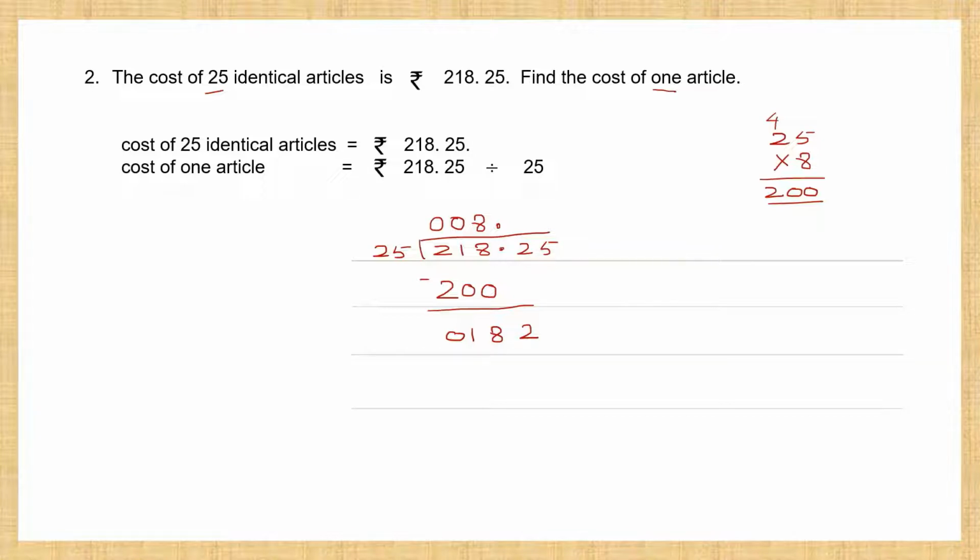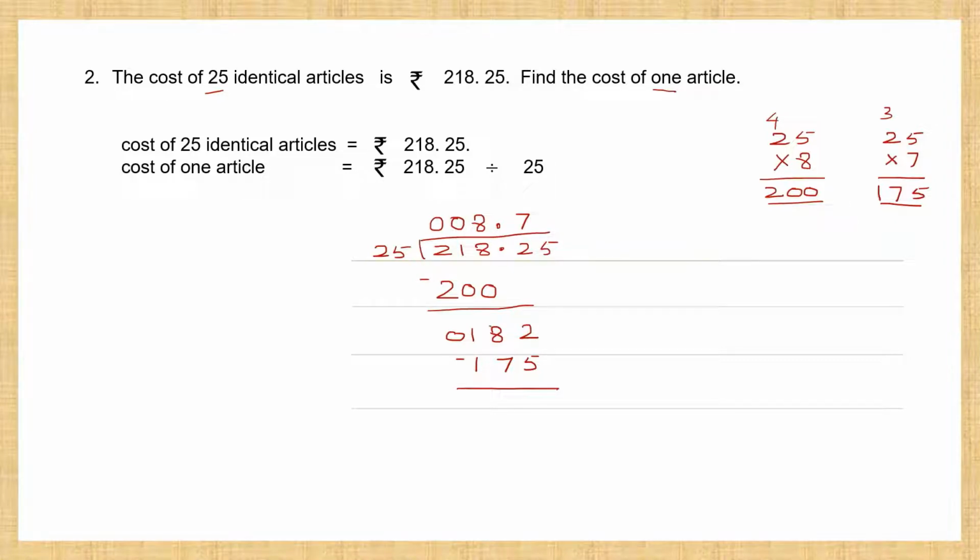Now let's carry on with our division. Now I need to write the tables of 25 and get a number close to 182. So let's try 25 into 7. 7 fives are 35, carry 3. 7 twos are 14 plus 3, 17. So I can use this. So 25 into 7 is 175. So minus.